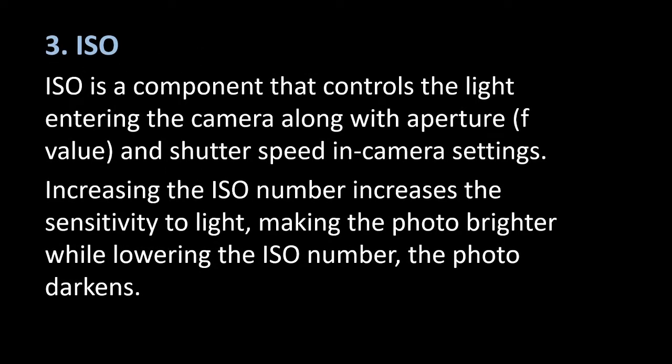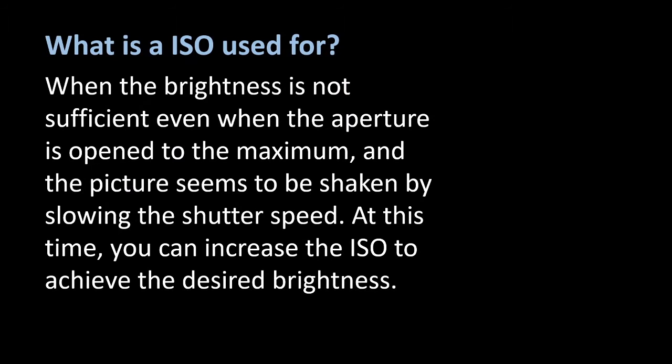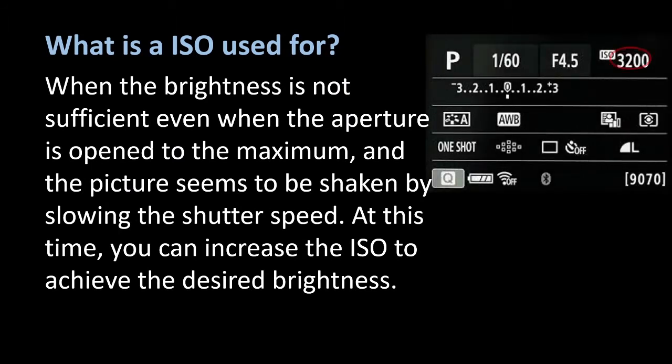3. ISO. ISO is a component that controls the light entering the camera along with aperture and shutter speed in camera settings. Increasing the ISO number increases the sensitivity to light, making the photo brighter, while lowering the ISO number, the photo darkens. When the brightness is not sufficient even when the aperture is open to the maximum, and the picture seems to be shaken by slowing the shutter speed, at this time, you can increase the ISO to achieve the desired brightness.